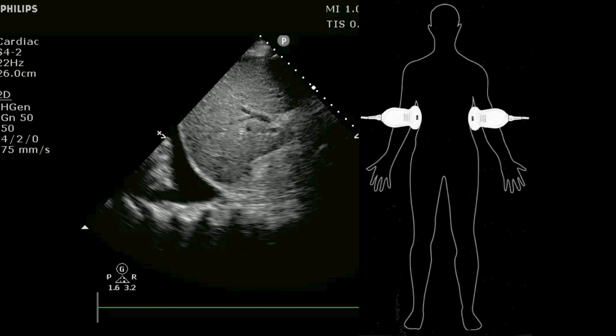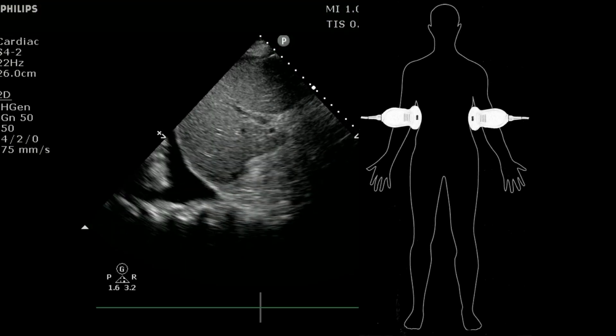Now, the question is, great, what if we have a hemothorax? What if we're bleeding into the chest or have fluid in the chest? That brings us to part B of the thoracic exam, the evaluation for hemothorax.